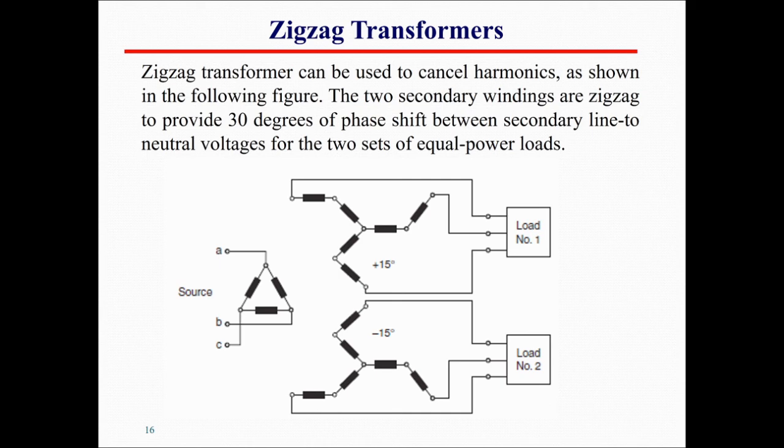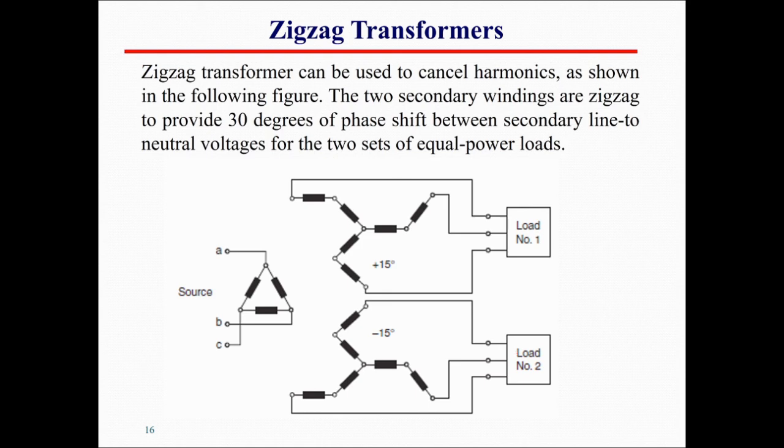So over here we have a zigzag transformer with the phase shift between the two of them. The first one is feeding the first load, the second one is feeding the second load. Of course, this zigzag transformer can be utilized as a grounding transformer, or it can also be utilized to provide the power to some load.